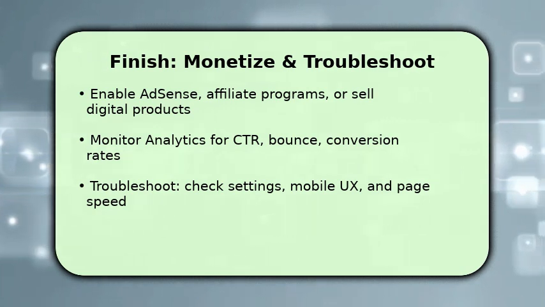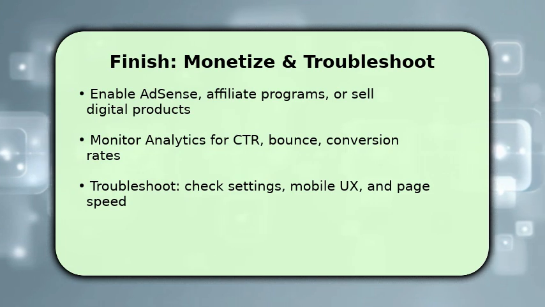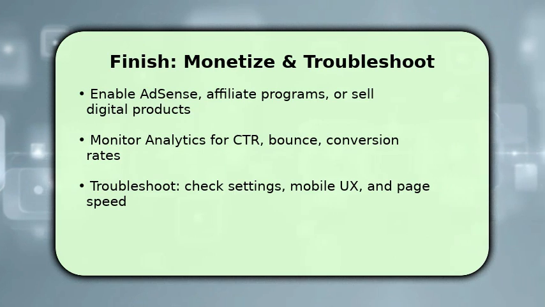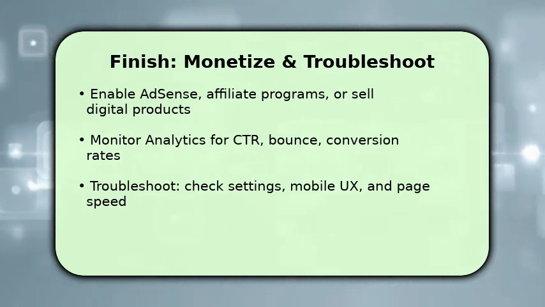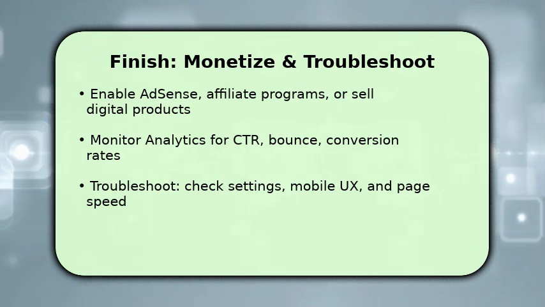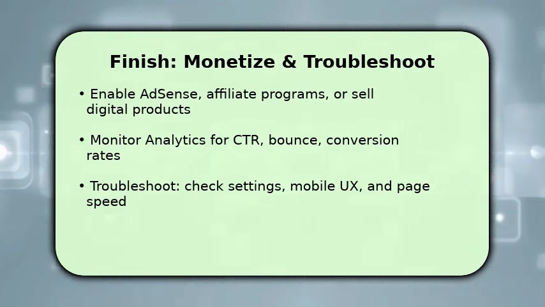Make sure to create a simple checkout or link flow. Friction kills revenue. If things go wrong, check 3 things first: site settings and custom domain, mobile user experience, and page speed. Then adjust elements, rerun tests, and iterate until metrics improve.